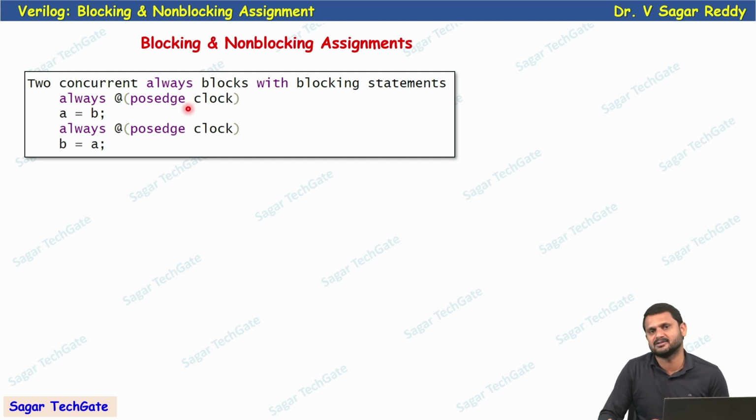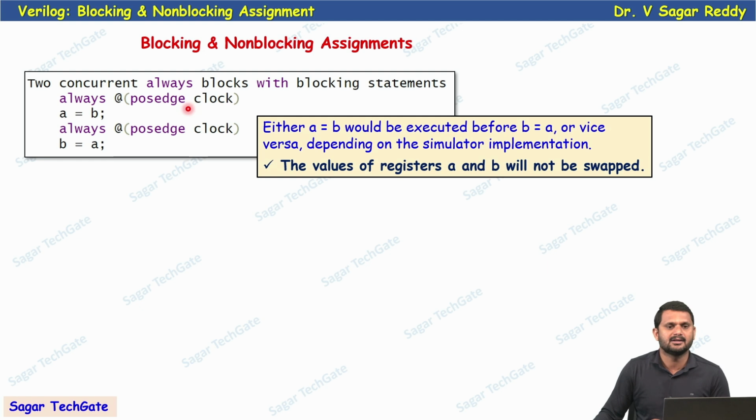So all always blocks will execute concurrently. Which one executes first, we don't know. Now see, for example, either A = B would be executed before B = A or vice versa. Only God knows which always block will execute first. It depends on the simulator implementation, right? So the values of registers A and B will not be swapped.